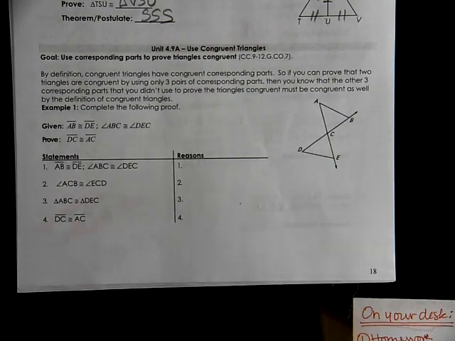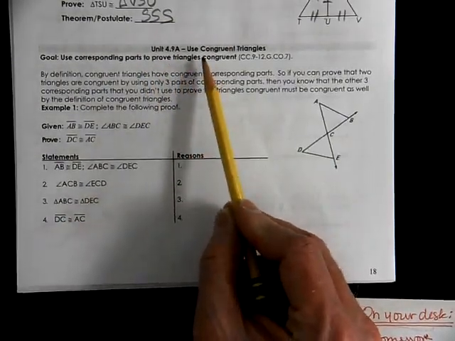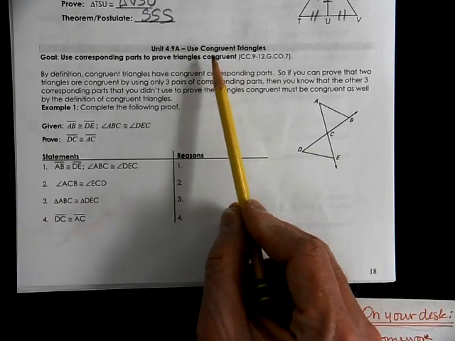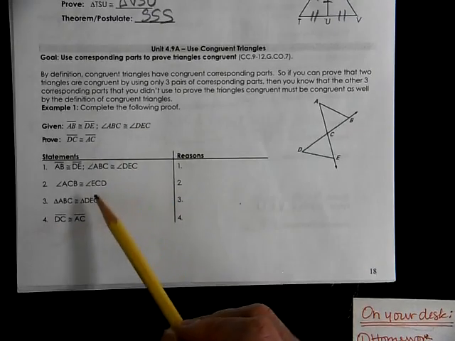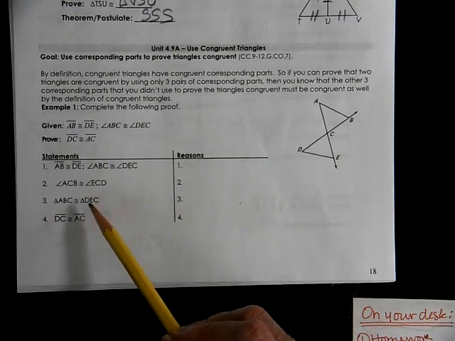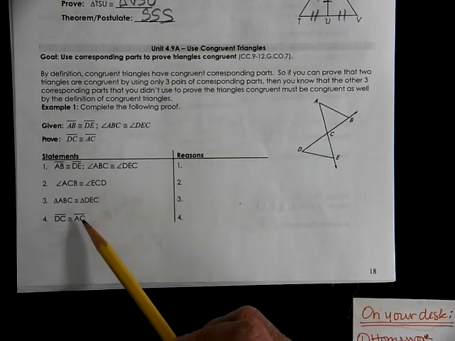This is geometry, 4.9a. We're going to talk about using congruent triangles. What's going to happen when we know triangles are congruent? Then we'll be able to show that the corresponding parts are also going to be congruent.